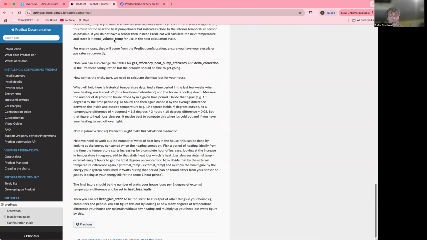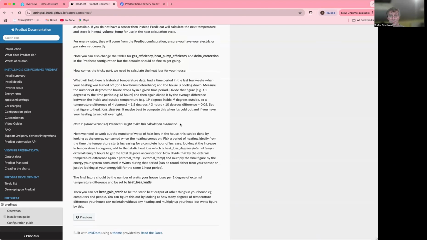Now, the tricky bit is actually calculating heat loss for your home. This is the way I did it. I actually looked at some historical temperature data on my sensor, find a time in the last few weeks when your heating was off and it's reasonably cool out, so the house is actually cooling down, and then work out how many degrees the house drops in a given time period. So I lost 1.5 degrees in 3 hours, and then divide it by the difference between the inside average temperature and outside average temperature. So it's 19 degrees inside and 9 degrees outside, and that's a 10 degree difference. So if I lost 1.5 degrees in 3 hours with a 10 degree difference, I've got 0.05, and then set this to heat loss degrees.